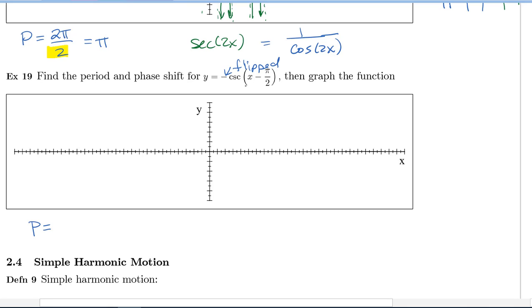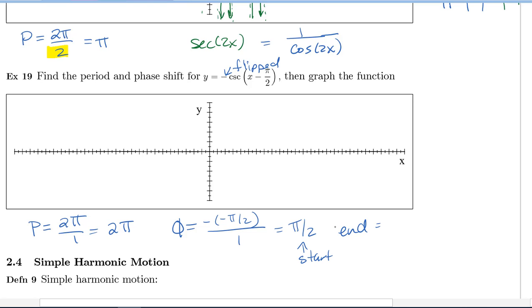But period, we got a coefficient of 1 in front of the x, so 2 pi over 1 would be 2 pi. Phase shift we are going to have this time, so we're going to shift horizontally because of this. Phase shift is negative pi over 2, and then again coefficient in front of x is 1, so we divide by 1, and we're left with pi over 2. So this is our starting point, our horizontal shift, and if we want to find our ending point, that is just going to be our starting point plus our period, so pi over 2 plus 2 pi is going to give us 5 pi over 2.